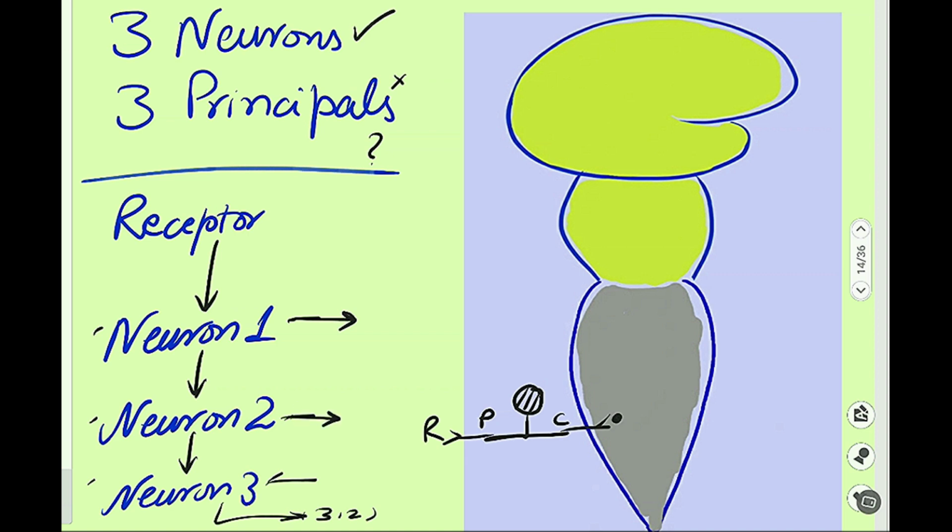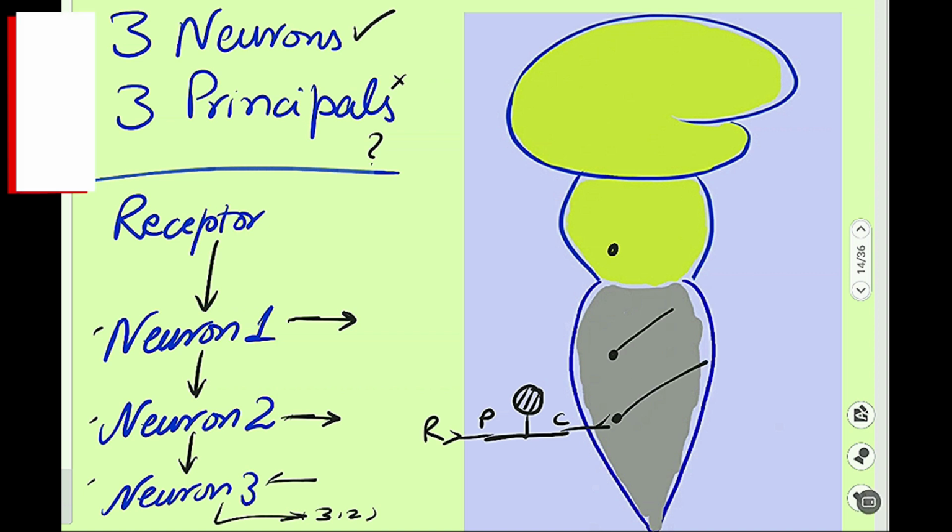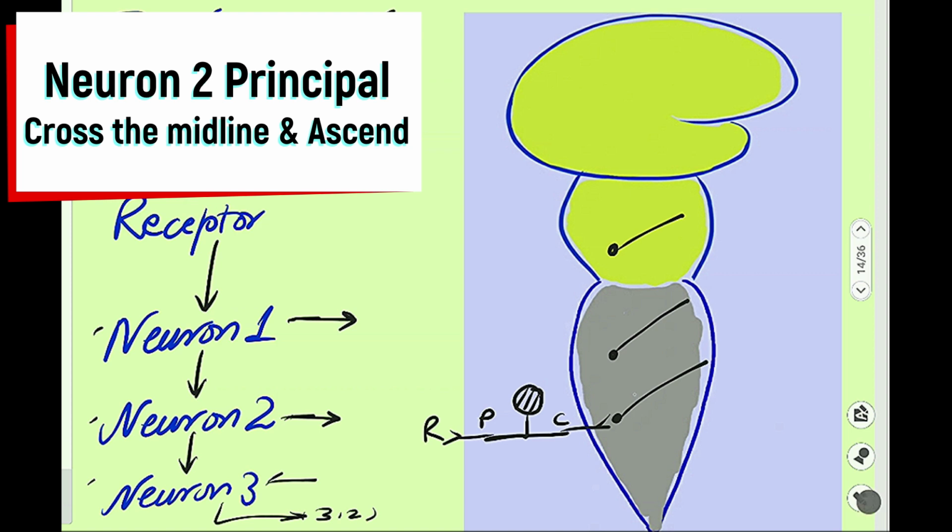So what is the principle of neuron 2? The principle of neuron 2 is that wherever it is present, it may be present in the spinal cord, it may be present in the brain stem, its principle is that it will cross the midline. Crossing the midline means if it is present on the right side, it will move to the left side. After crossing the midline, it will ascend and move towards neuron 3. It will reach its destination.